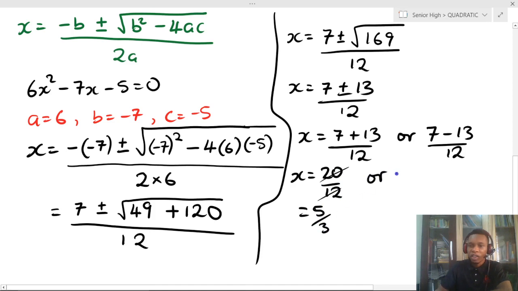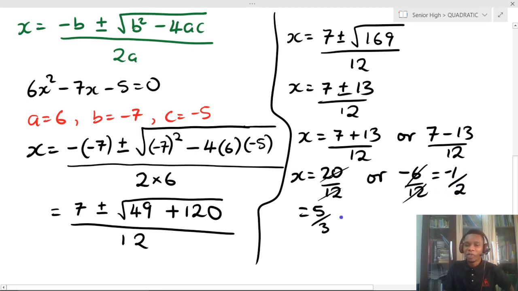So what again? Or x is what? 7 minus 13 will be giving us minus 6. Minus 6 over 12. And then when you divide through, what do you have? 3 can divide, so 3 in 6 is 2, and 3 in 12 is 4. Oh, 6 can even divide it. So 6 itself can divide both of them. So 6 in 6 is 1, and that's minus 1, and 6 in 12 is 2. So we have minus 1 over 2.